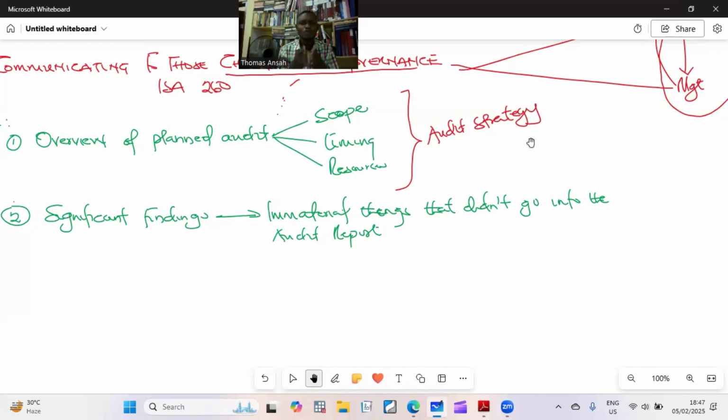And so what we will do is tell management that there are fraudulent things happening in their entity. And if you remember when we did ISA 250, we said you will communicate to management. This is where you are learning the proper communication to management. So the things that were immaterial but worthy of communicating, that didn't go into the audit report, that is that.